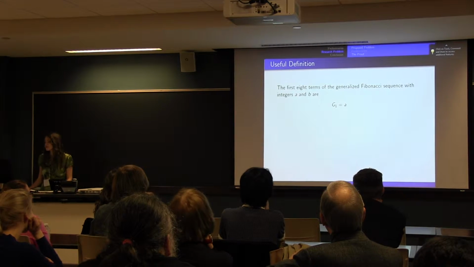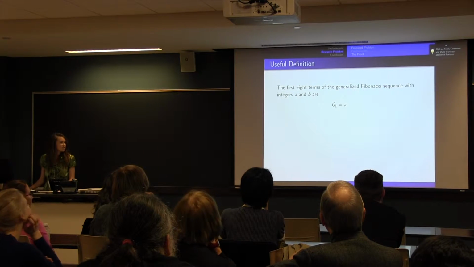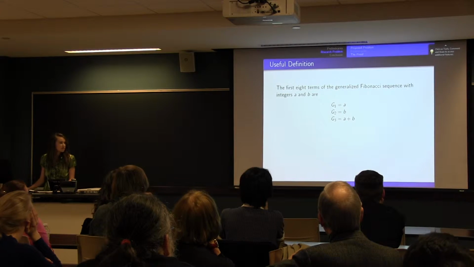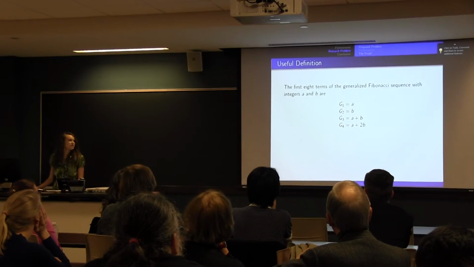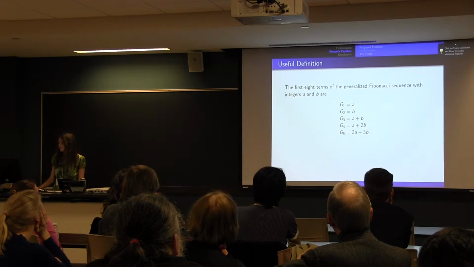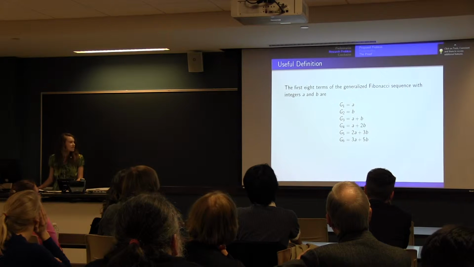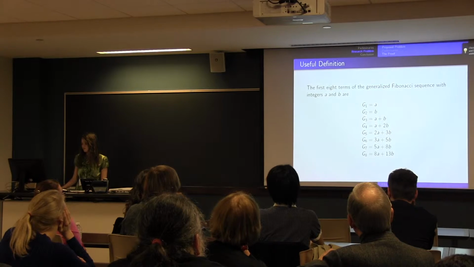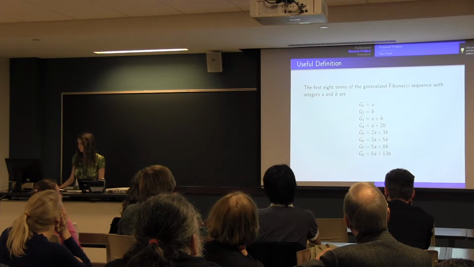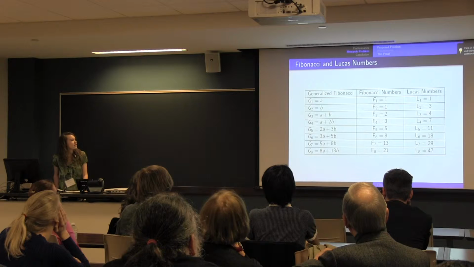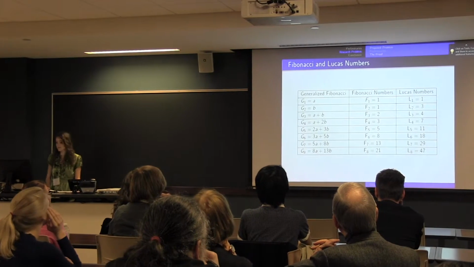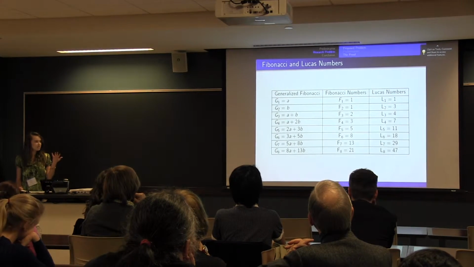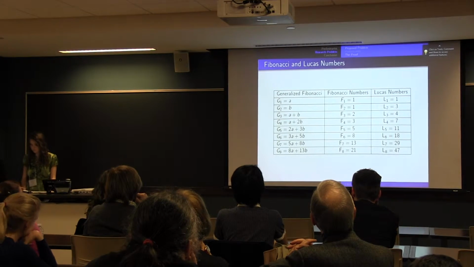So if we look at the first 8 terms in the generalized Fibonacci sequence, we have G sub 1 is equal to a, G sub 2 is equal to b, G sub 3 is a plus b, G sub 4 is a plus 2b, G sub 5 is 2a plus 3b, G sub 6 is 3a plus 5b, G sub 7 is 5a plus 8b, and G sub 8 is 8a plus 13b. If we look at this chart where we're comparing the generalized Fibonacci, they follow the same pattern where you obtain the next number of the sequence by adding the previous two terms.